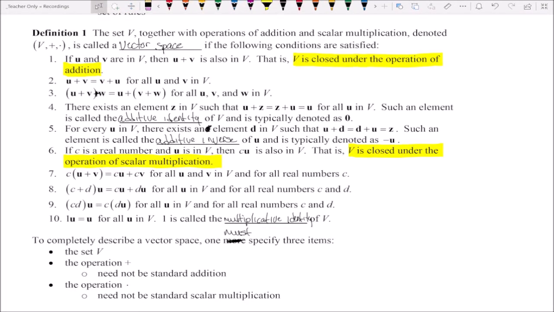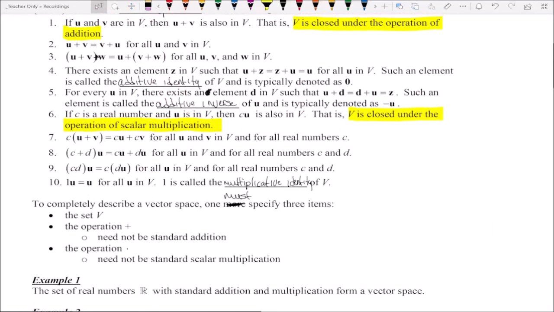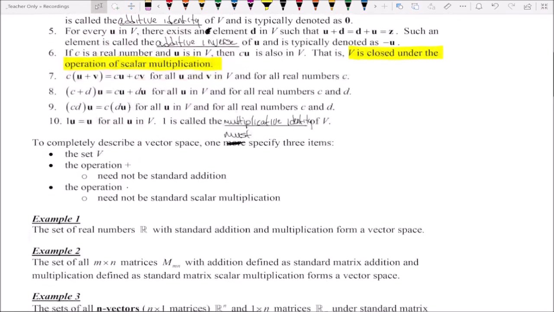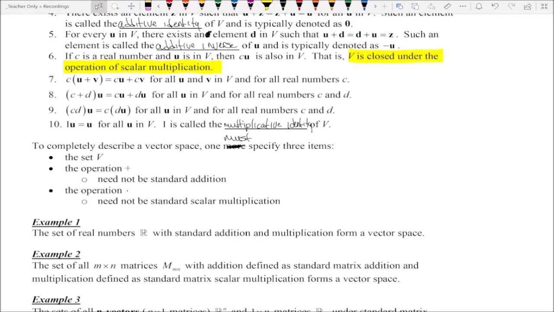We now look at several defined vector spaces. One we've been working with our entire lives, and that is the set of real numbers under standard addition and multiplication. Another set is a set that we just started working with, and that is the set of all m by n matrices, denoted as M_mn, with addition defined as standard matrix addition, and multiplication defined as standard matrix scalar multiplication.